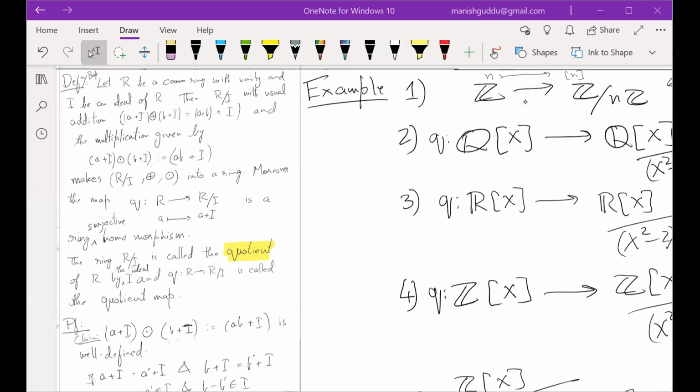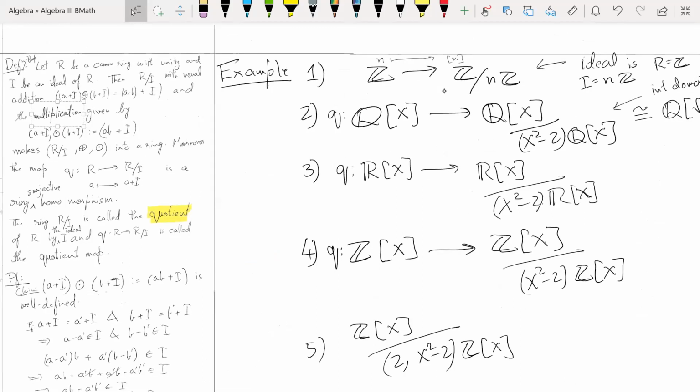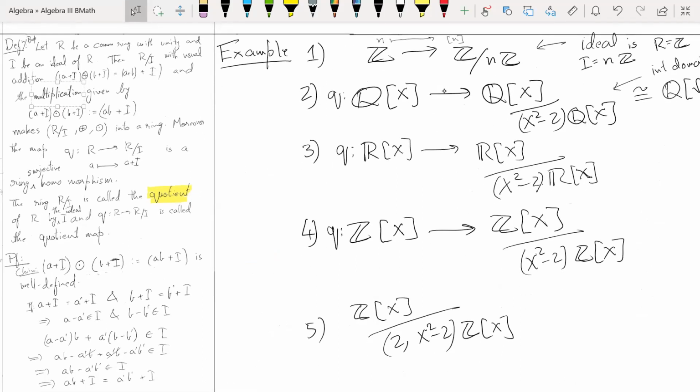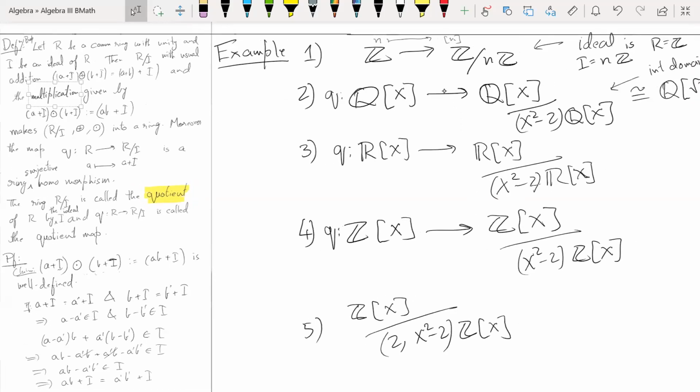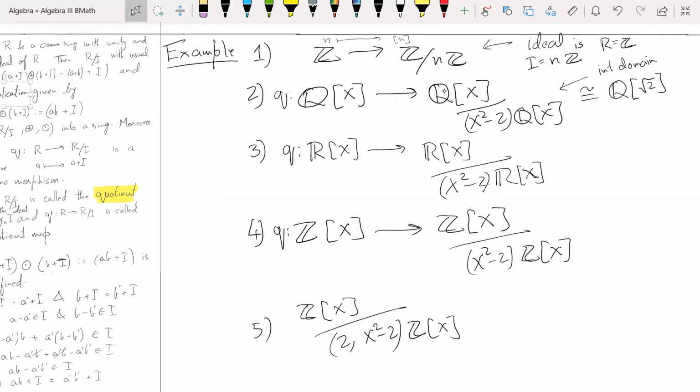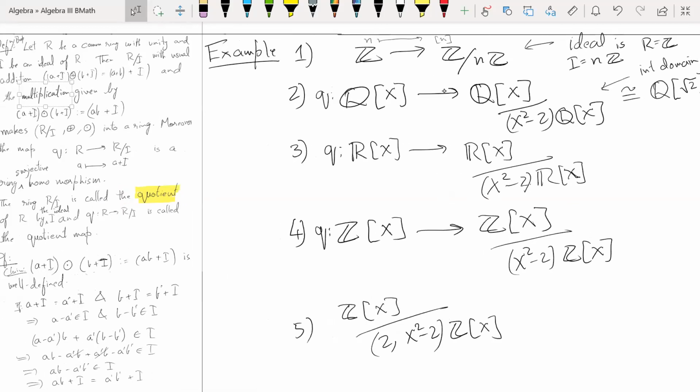Now getting back to these examples. This map n going to the class of n is the quotient map, and Z mod nZ is the quotient ring. Here the ideal is nZ and the ring is Z. You can check from the definition that these things are okay.